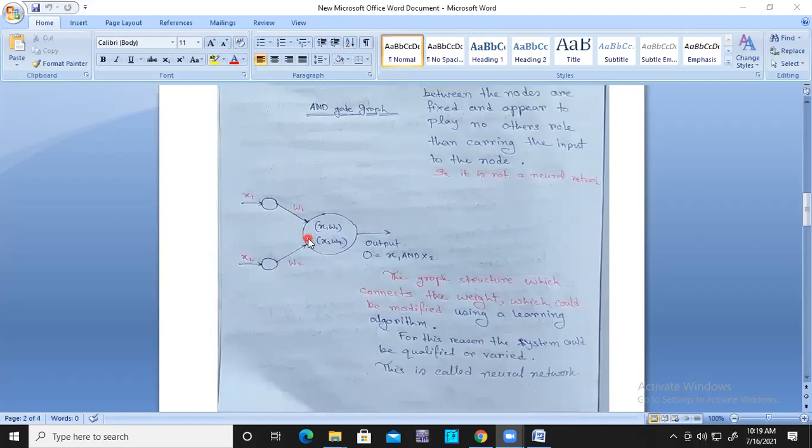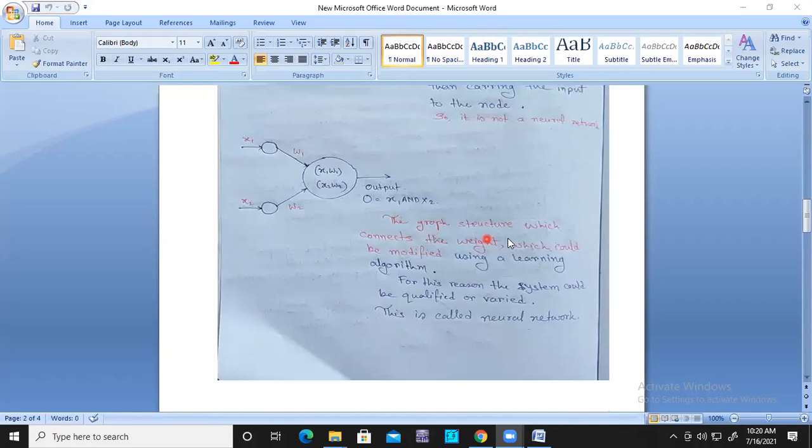This is a basic property, but there is another property too. After a few minutes, you will get this. What is the exact different property of these nodes from other nodes available in a graph? So a neural network is a graph structure which contains weights which could be modified using a learning algorithm. So this is a graph that has some weight, which could be modified, and this modification is done by some algorithm. A learning algorithm means it is a training thing. Then this type of system is called a neural network. So you have seen this node has not only the summing point, but the summing point as well as the function point.